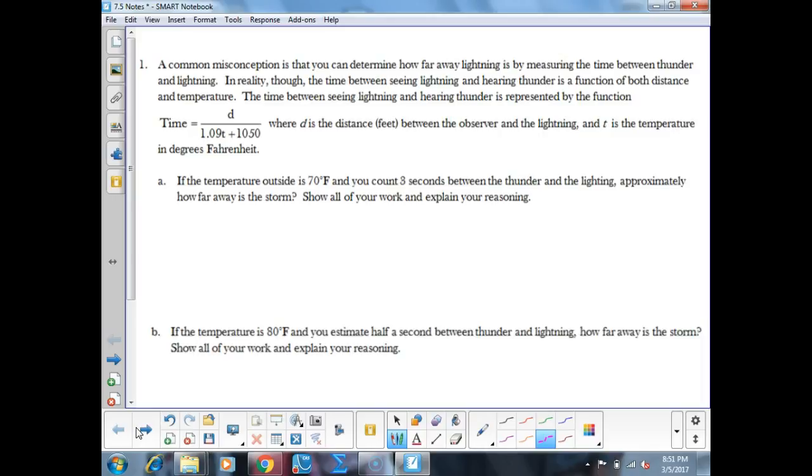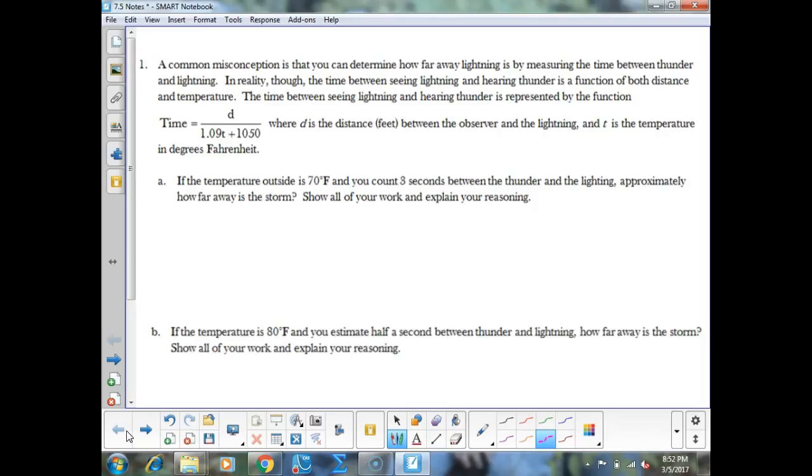Today what we're going to be doing is using rational functions to solve application type problems, so word problems basically. We're going to start with this one. It is on your sheet. First thing you want to do on these problems is read them so that you know what you're looking for.